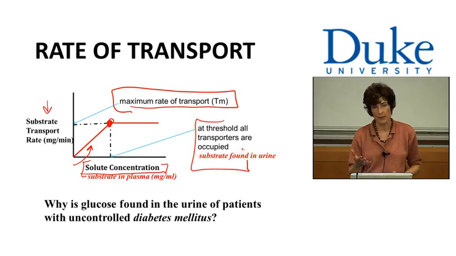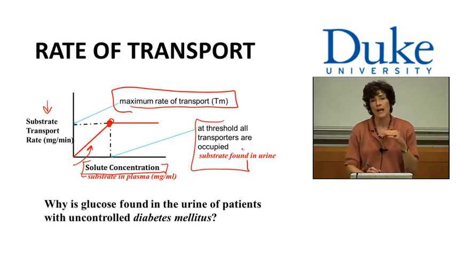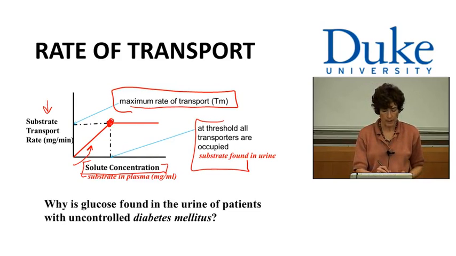So, for instance, if we're talking about glucose, as you all know, glucose is freely filtered. It enters into the filtrate, and all of the glucose will be reabsorbed across the proximal convoluted tubule, and none will be found in the urine. But in the case of an individual who has diabetes mellitus, they have very high levels of circulating plasma glucose. And this plasma glucose, when it's filtered and enters into the filtrate, binds to the sodium glucose transporters and will actually saturate all of the transporters.